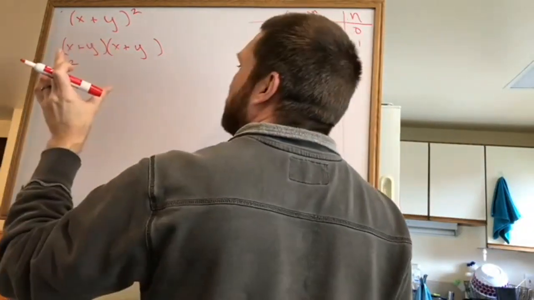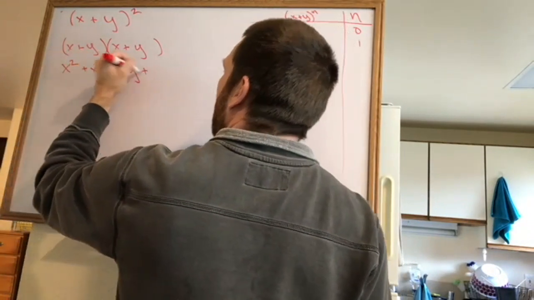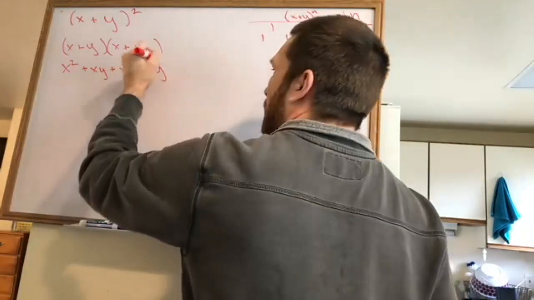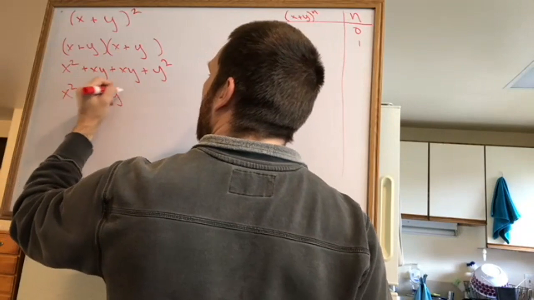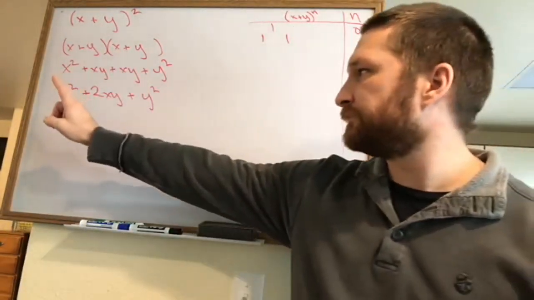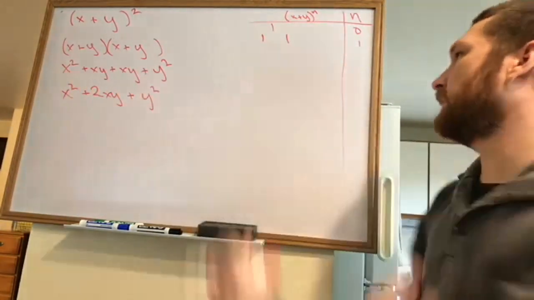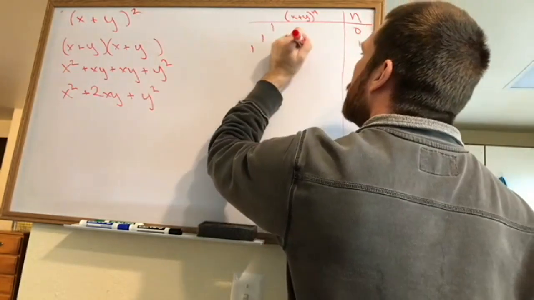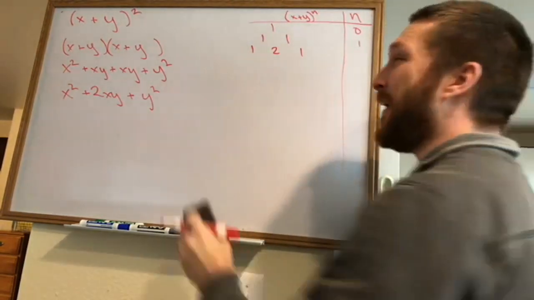X, Y, X, Y. 2xy, I guess. And then y squared. Okay, so let's see. X squared, you already said 2xy plus y squared. So what are my coefficients? 1, 2, and 1. Okay. I remember doing this.